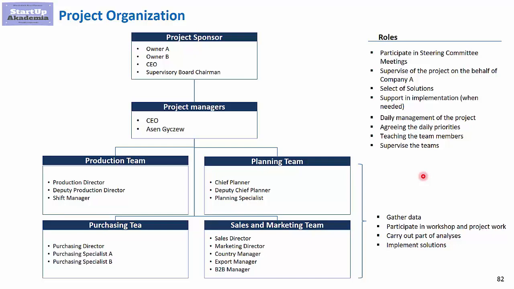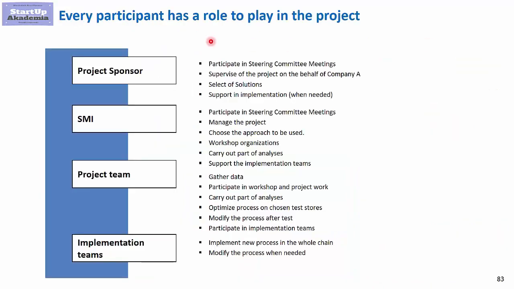So obviously you can be merging the project structure slide with the roles like it was shown previously, but quite often you just do it on a separate slide like here, where we've got described the role of each and every body. So project sponsor, what he does is he's participating in the steering committee, supervising the project on behalf of the company, selecting solutions, supporting the implementation, etc. So everybody has his exact description of what he's supposed to be, what is his role, so he can execute it without getting into a fight with the rest of the people. In this way, people exactly know what they're supposed to do.